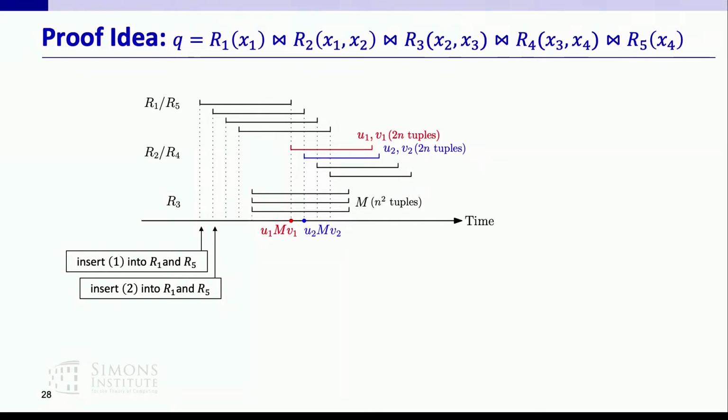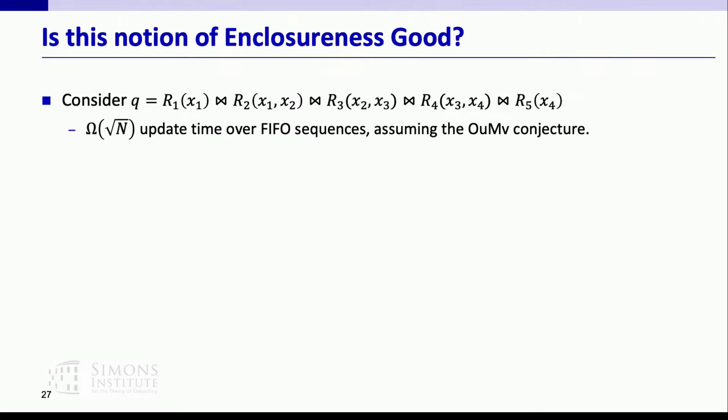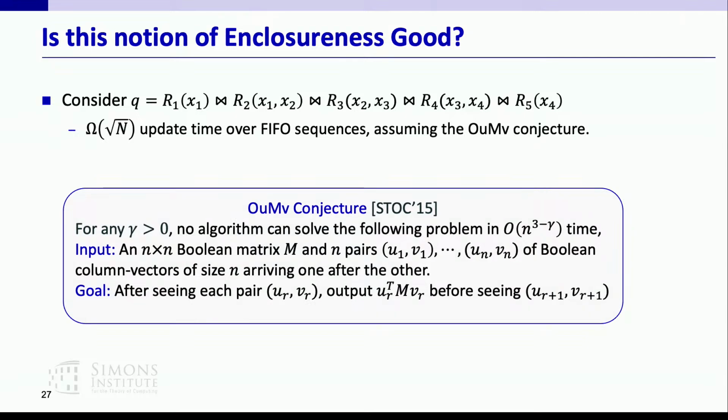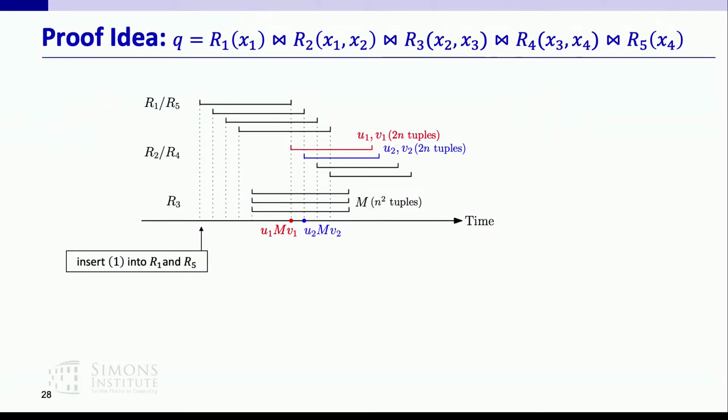Okay, so first we insert some integer like 1, 2 into R1 and R5. Xiao, what are you trying to prove? What is the claim that you're trying to prove? Oh, yeah. The proof is that any data structure for this query supporting constant delay enumeration requires root update time over a first in, first out sequence. So how do we encode the OUMV here?